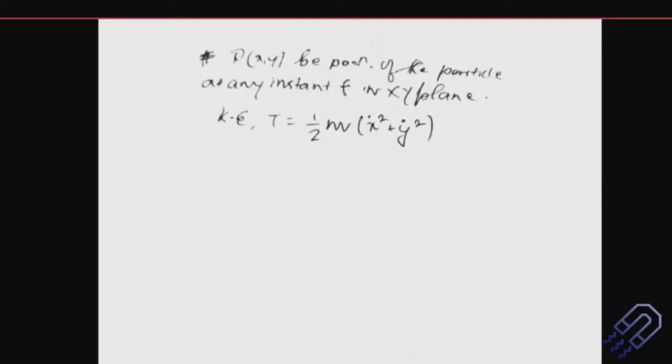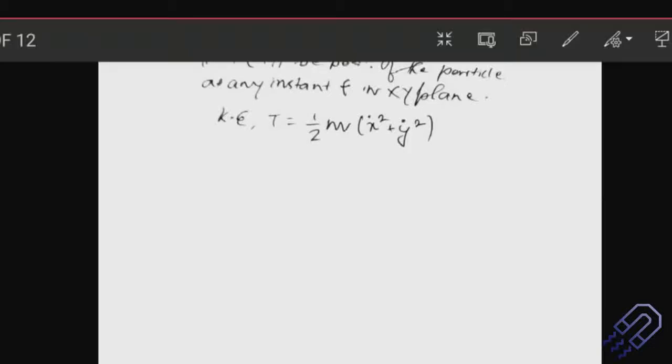So for this, I told you to grab a pen and paper so that you are able to solve it on your own. But before that, let me give you some background so that you are able to solve it. So P(x, y) be the position of the particle at any instant of time t. From the previous slide, you can see that P is the point here. So this is the point we are considering.